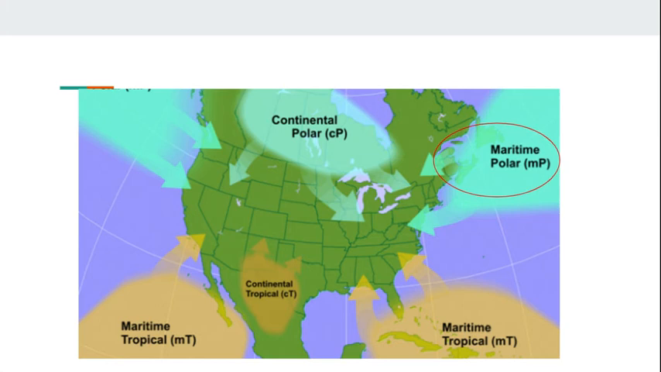Whereas our second maritime air mass is in the south, closer to the state of Florida. It's still maritime, so it's still going to have high humidity and high moisture, but it is tropical. It's closer to the equator, so that temperature is going to be much higher than its northern counterpart.